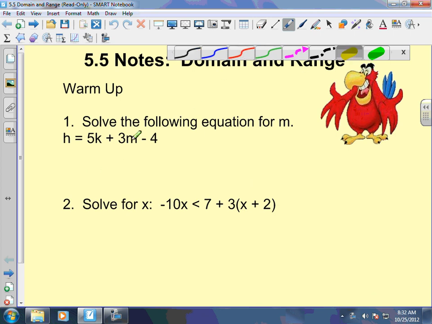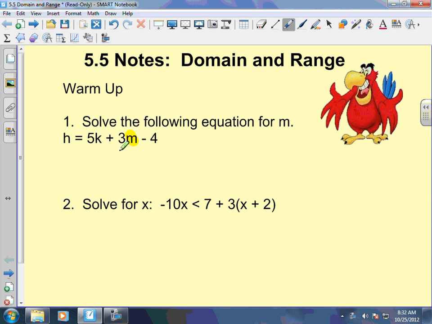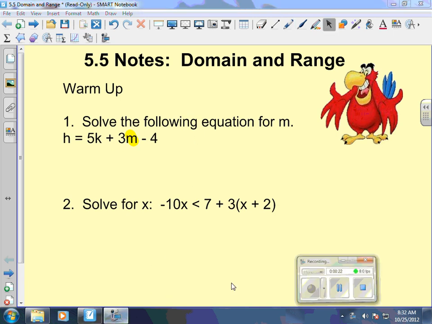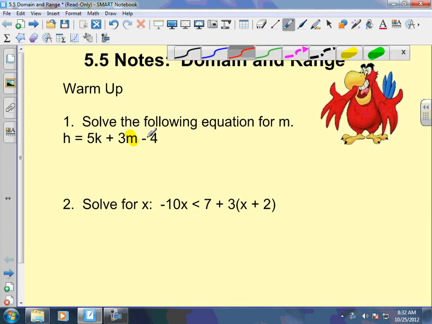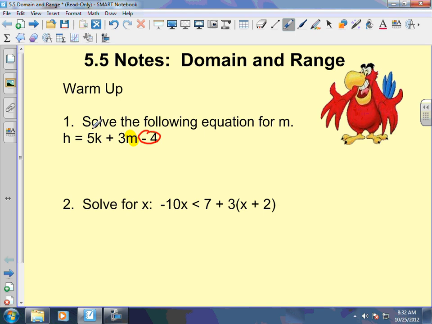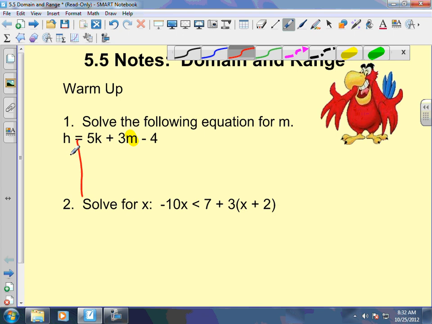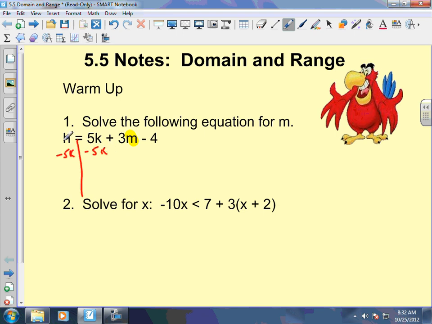Okay, we have to solve the following equation for m. That means we have to get m all by itself. In order for m to be by itself, we're going to have to move the -4 and the 5k. In order to move the 5k, it's positive, so I'm going to subtract 5k from both sides. I cannot combine 1h and 5k, so this becomes h minus 5k equals 3m minus 4.